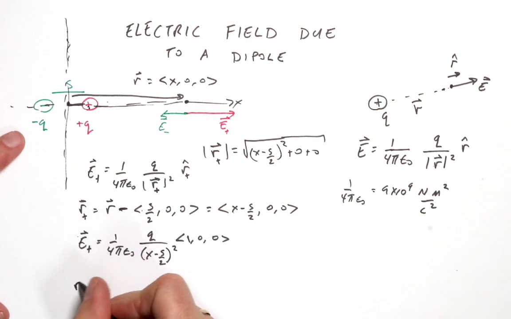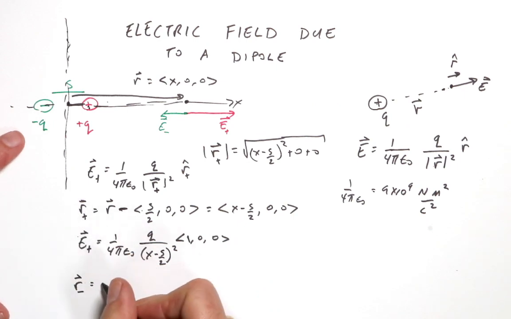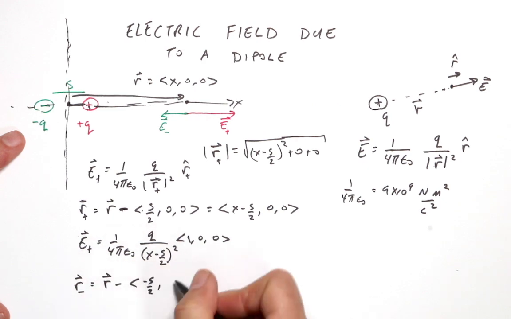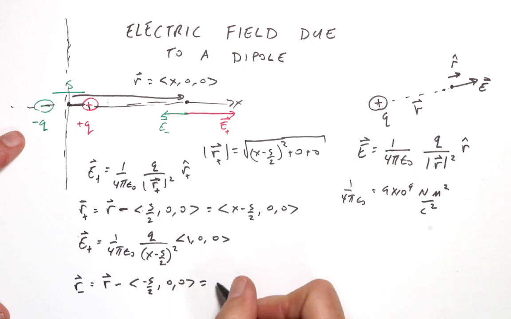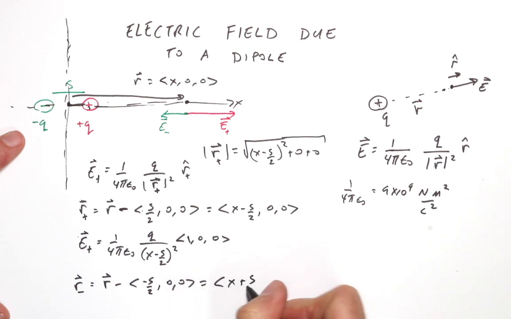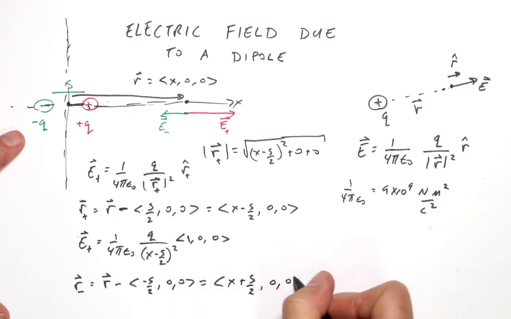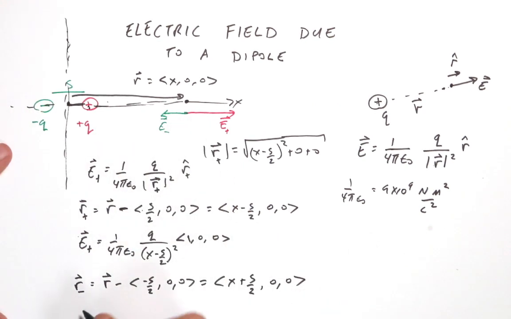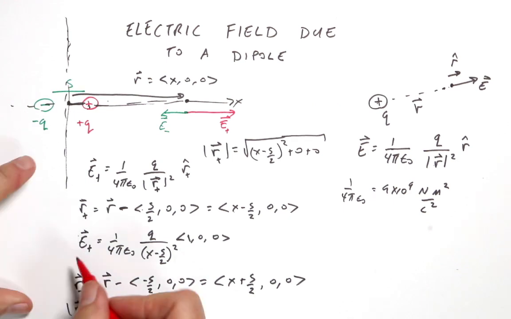Well, let's go ahead and write r minus is going to be equal to r minus negative s over 2, 0, 0. So that's going to be equal to x plus s over 2, 0, 0. Right? Because this one's going to be further away. And then r minus magnitude is going to be equal to the square root of x plus s over 2 quantity squared, plus 0 plus 0. Okay, let me put a box around this because I don't want to lose it.